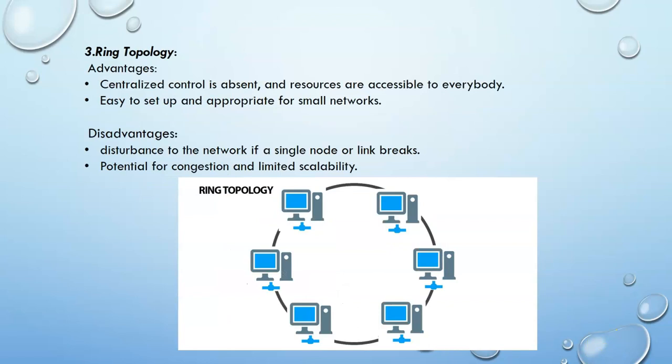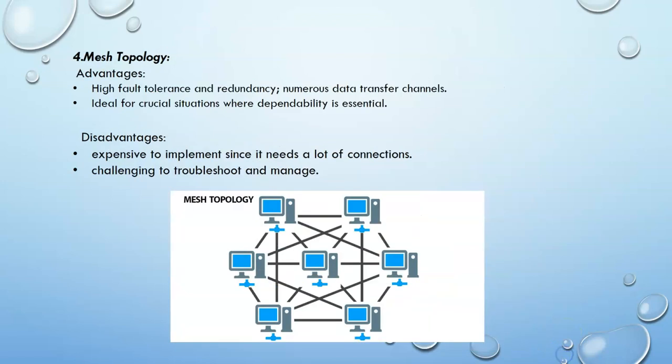The third one is ring topology. Centralized control is absent and resources are accessible to everyone. The disadvantage is disruption to the network. If a single node or line breaks, then the whole network will stop.